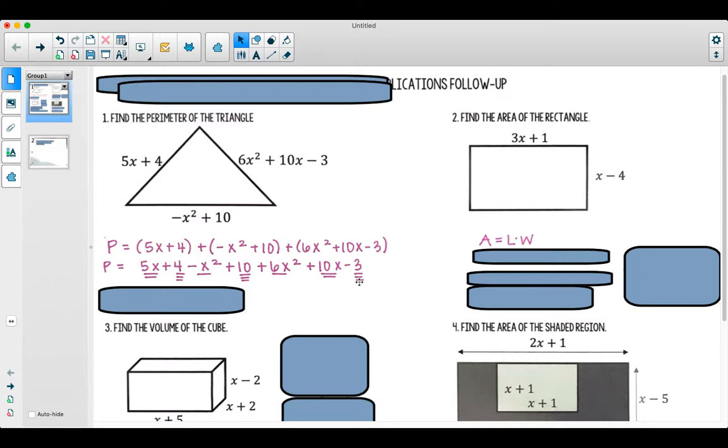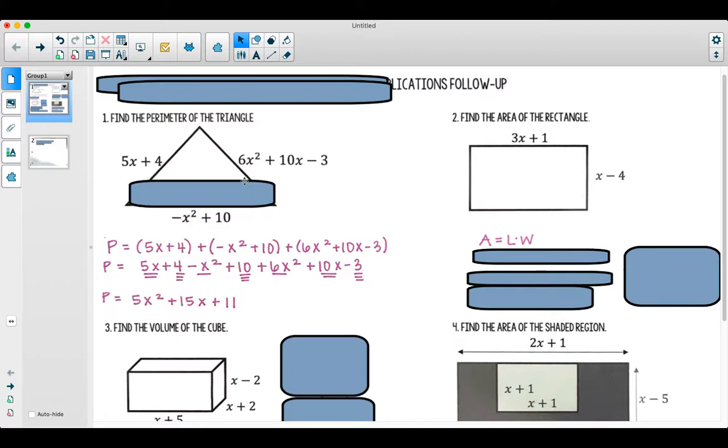When I'm adding like terms, all I'm doing is adding or subtracting the coefficient, the number in front, and I'm not changing the exponent at all. So the perimeter of this triangle, when I combine like terms: negative 1 and 6 gave me 5x squared, 5x and 10x got me 15x, and 4 plus 10 minus 3 gets me 11. So when you have perimeter, you're just adding up all the sides.